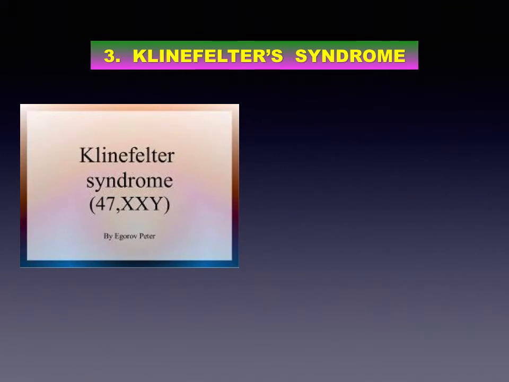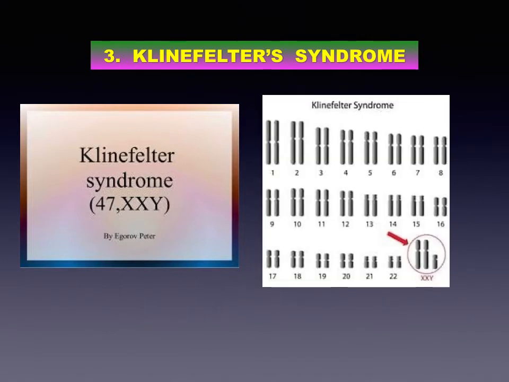This type of disorder arises in men due to abnormalities in sex chromosomes. In this disorder, men have one extra X chromosome, as you can see, XXY. Hence, the chromosomal condition becomes 44 plus XXY. Such men are sexually sterile because their reproductive organs are not well developed. So you can see in the chart, instead of XY, it has one extra X chromosome.